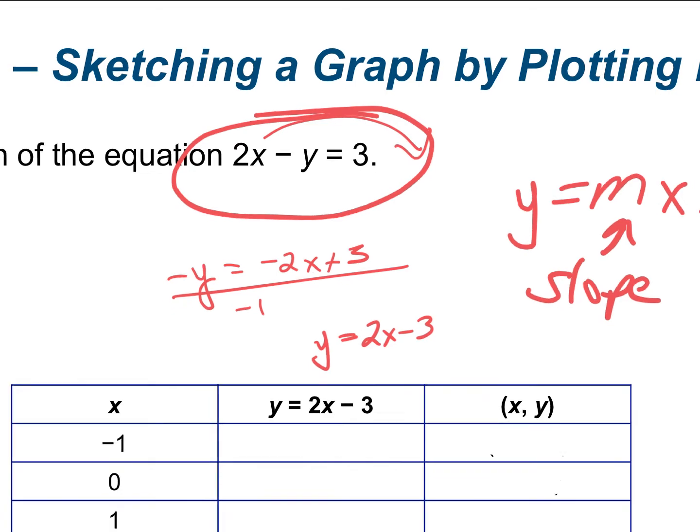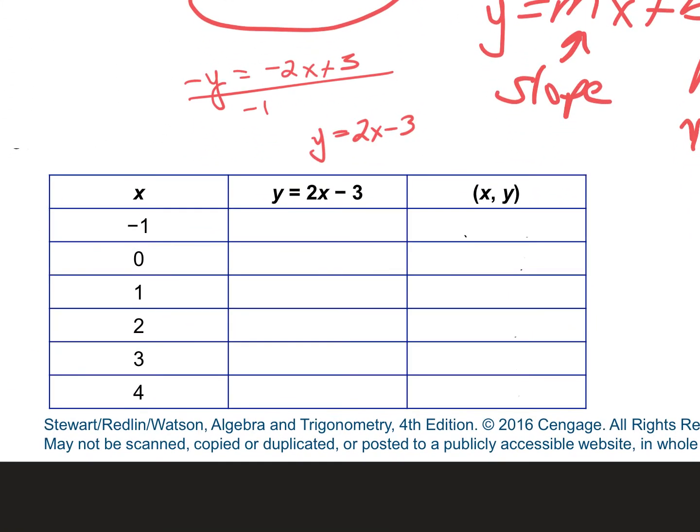What they're asking you to do here, and what you'll have a couple questions on your homework tonight, is to make a table of values. All they want you to do when you make a table of values is to plug numbers in. So they're going to give you x values. You plug it in for x. So here we would say 2 times negative 1 minus 3. Well, that's 2 times negative 1, negative 2. Minus 3 is negative 5. So your point would be negative 1, negative 5.